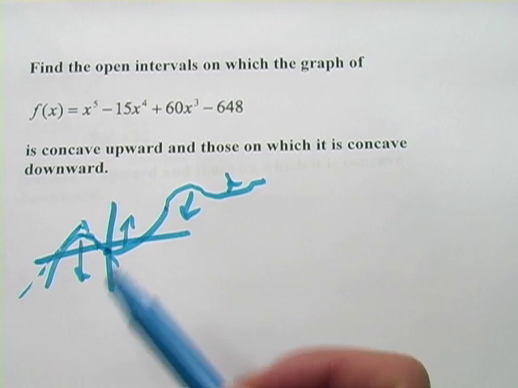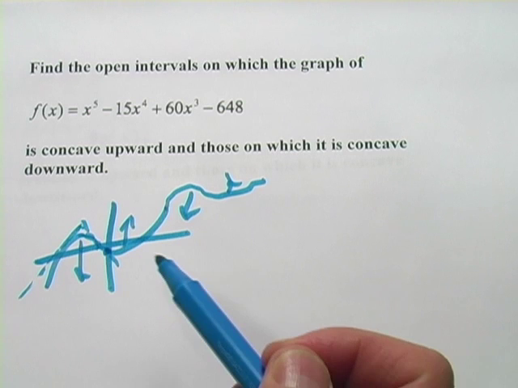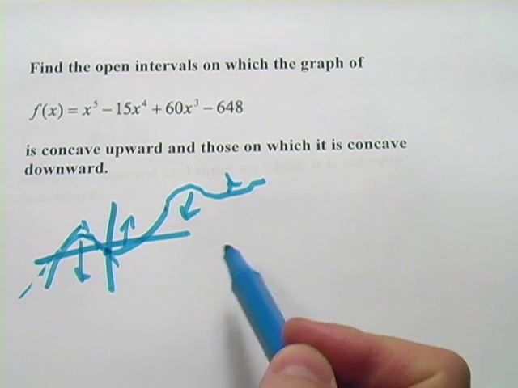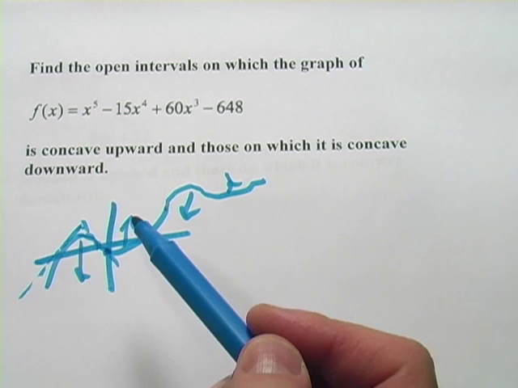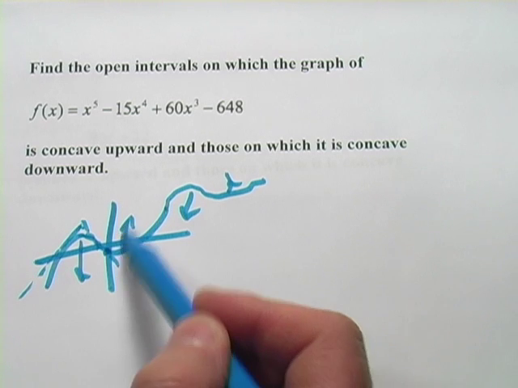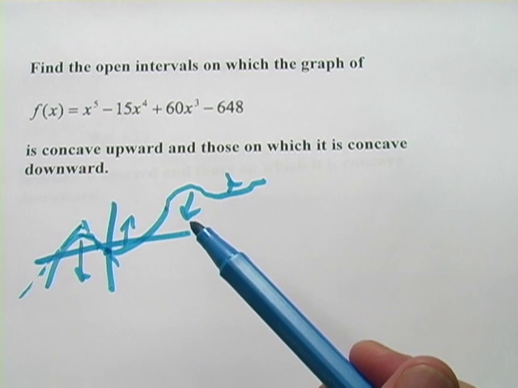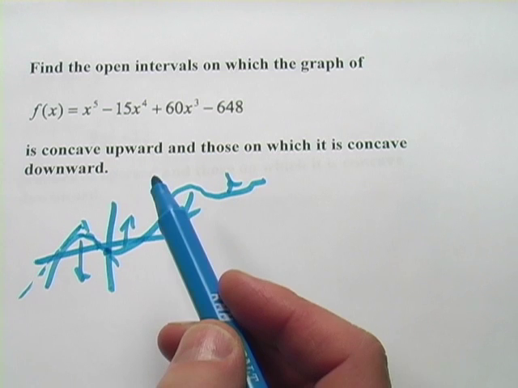Well, it's the second derivative that tells us about concavity of the graph of a function. So if you want to tell where a function is concave up or concave down, all you have to do is take the second derivative. Where the second derivative is positive, the function is concave up. Where the second derivative is negative, the function is concave down. Let's see how this works with an actual problem.